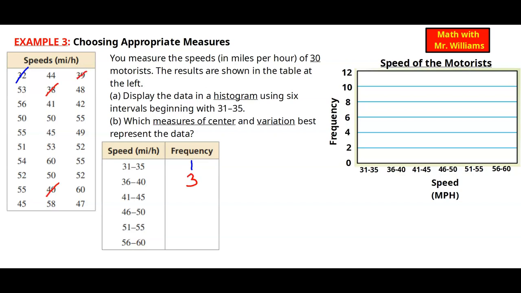Now from 41 to 45, we have 5. Now from 46 to 50, we have 6. Now from 51 to 55, we have 11. And lastly, 56 to 60, we have 4.